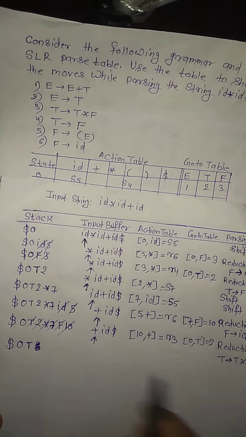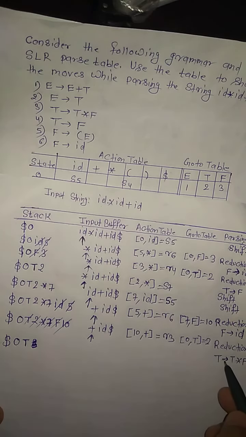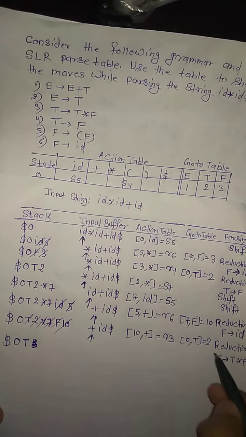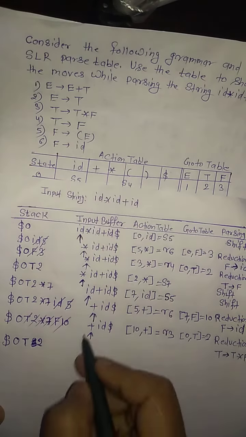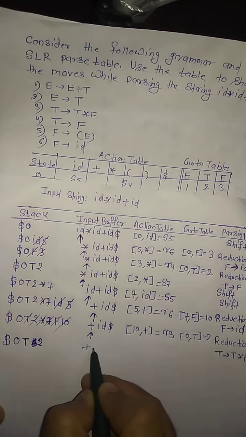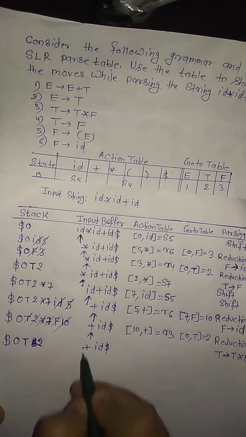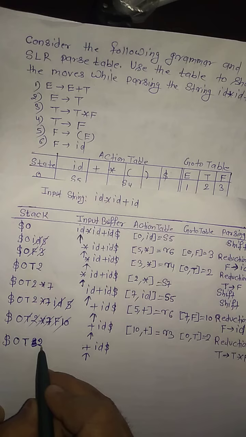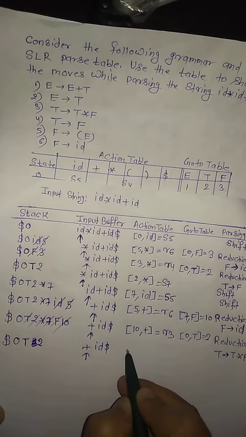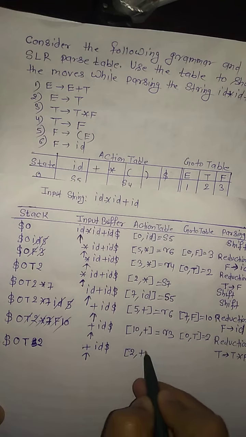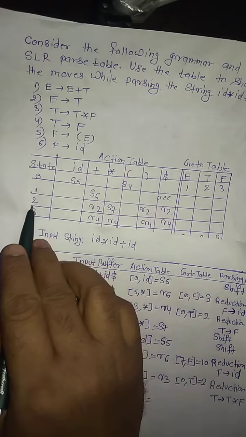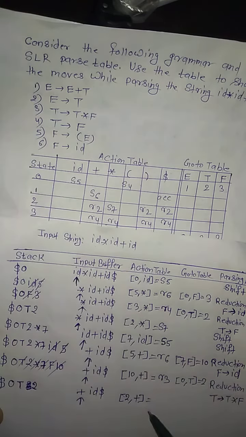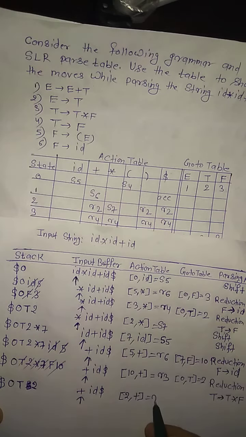You have to shift the head of this production, so T, and here you get 2. So you write here 2. Now in the input buffer we have plus id and dollar. Now again top of the stack is 2. So here write 2 comma plus, and you go in the parsing table. So 2nd row and plus column we have R2. Now you write here R2.